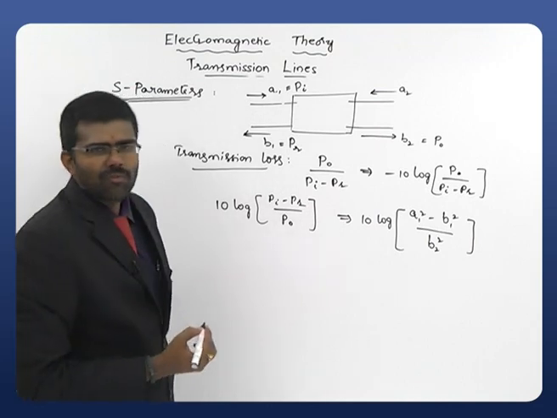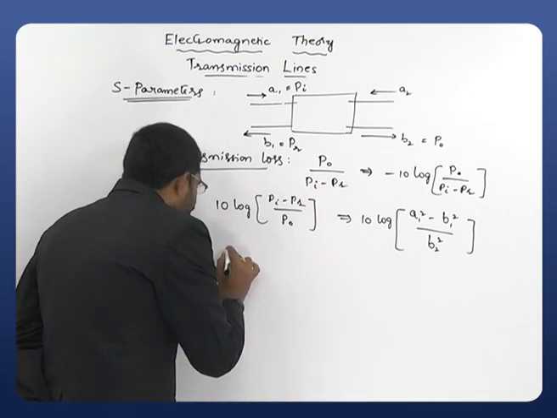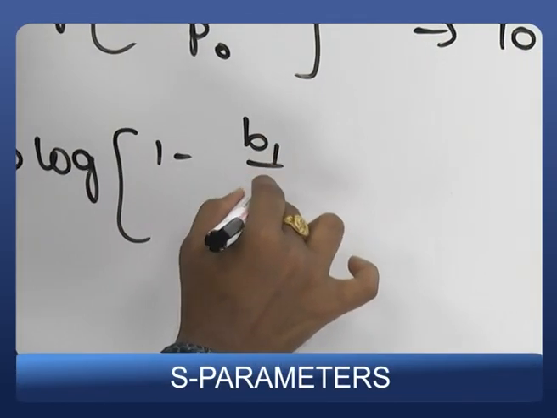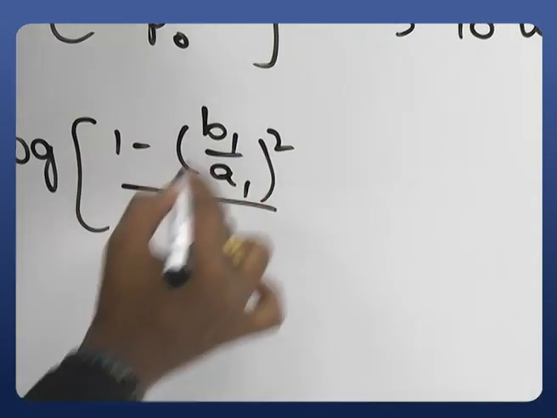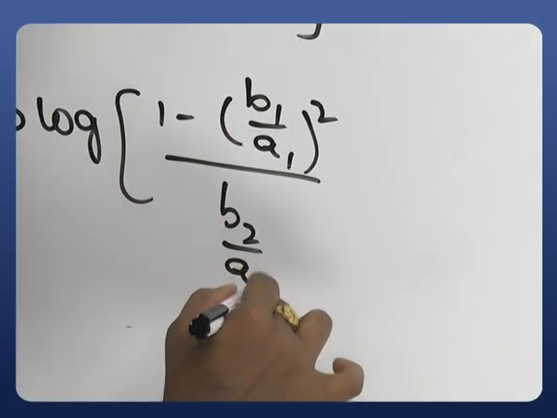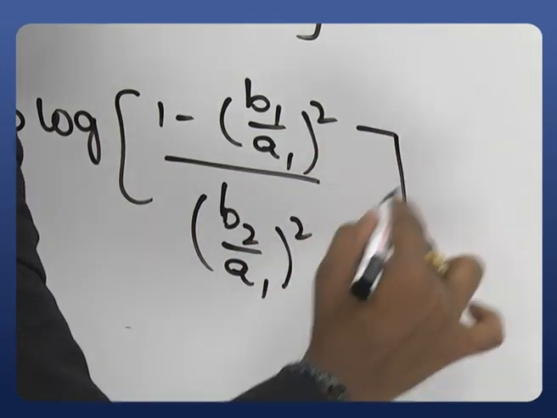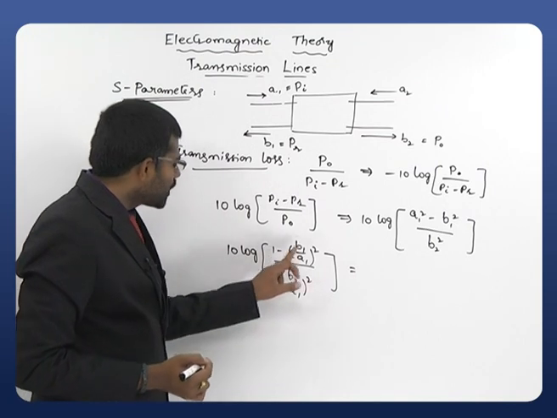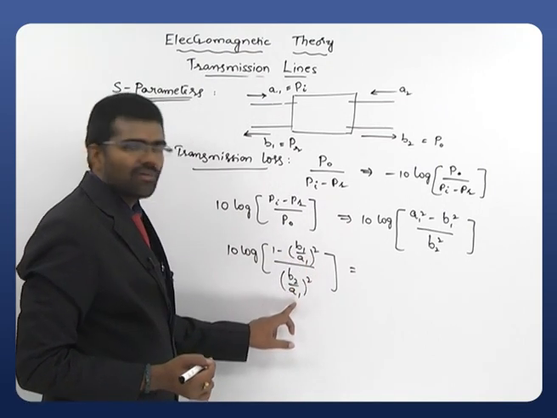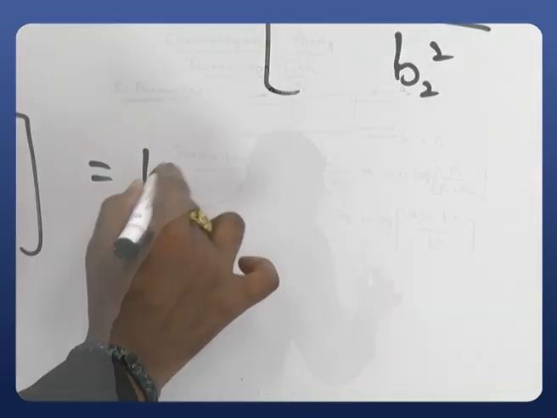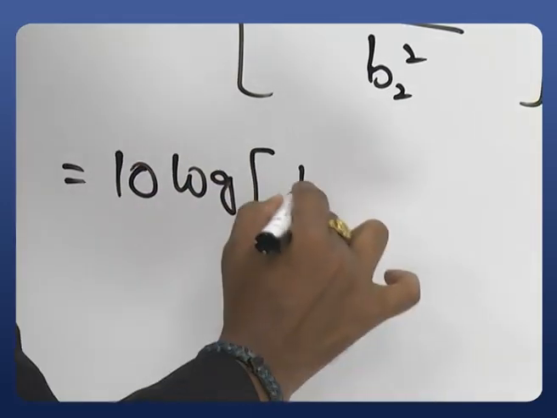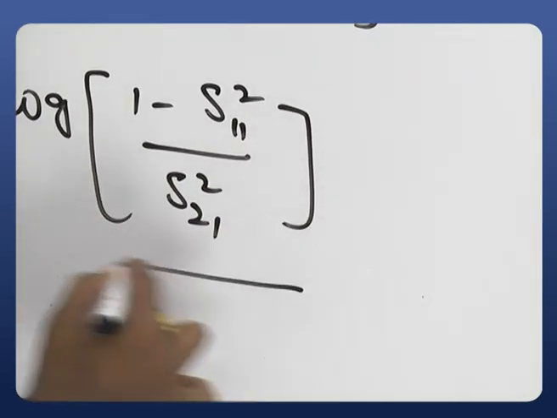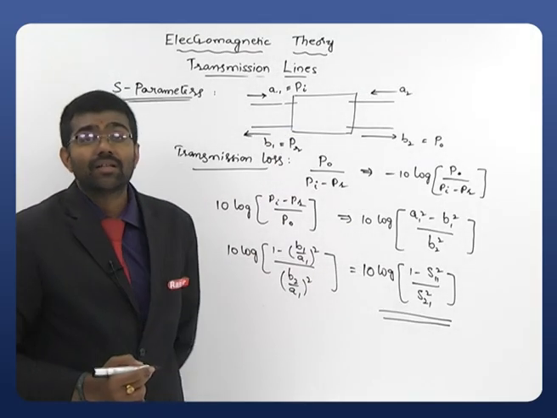Now take A1 common from both numerator and denominator, then this will be simplified. It becomes 10 log of 1 minus B1 by A1 whole square divided by B2 by A1 whole square. Just I am taking A1 common from both numerator and denominator. Then what we will get here? 10 log of 1 minus S11 square divided by S21 square, since B1 by A1 is S11 and B2 by A1 is S21. This is the equation which is useful for calculation of the transmission loss.